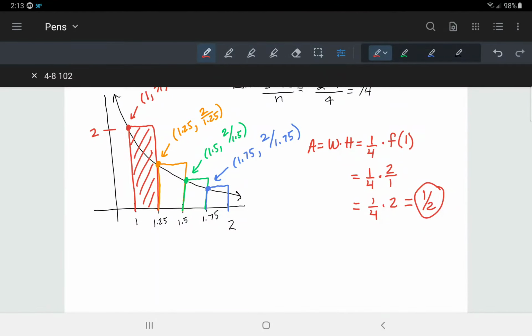Okay, and then we just keep going. We can go for the orange rectangle. We know the area of the orange is width times height. The width is delta x. Delta x is 1/4. The height is the function evaluated at the left-hand endpoint, which is 1.25. So we get 1/4 times 2 divided by 1.25. That's the function evaluated there. And when you put this into your calculator, you'll get 0.4.